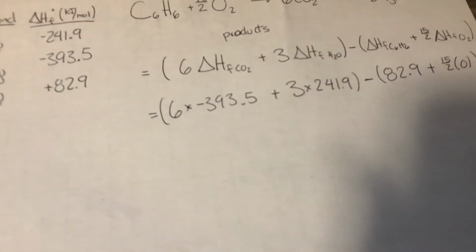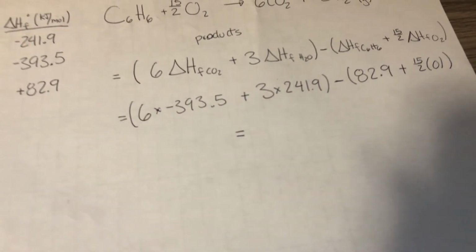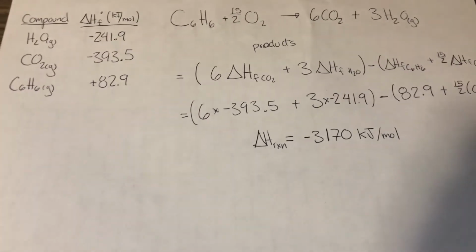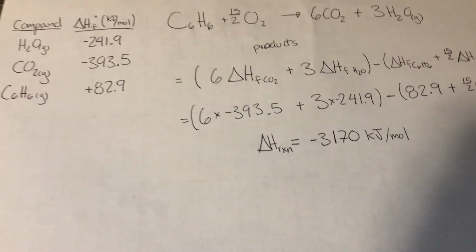Then you would plug that all into your calculator and get a final answer. So I got a final answer of negative 3,170 kilojoules per mole for the delta H of reaction.